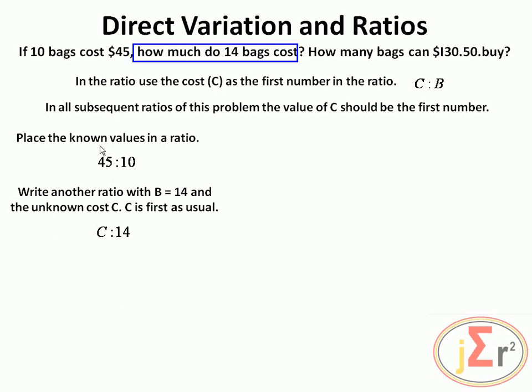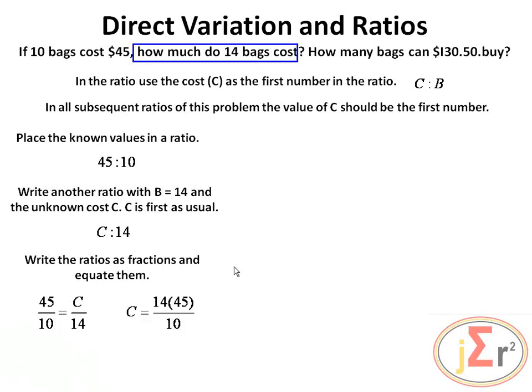Now we have two ratios. So we are going to write them as fractions and equate them. Write the ratios as fractions and equate them. So there we have it. By transposition, we have C is equal to 14 times 45 divided by 10. And C is equal to 63. I hope that no one forgets how to write ratios as fractions.